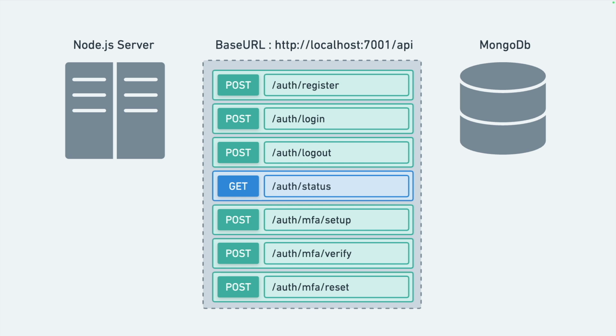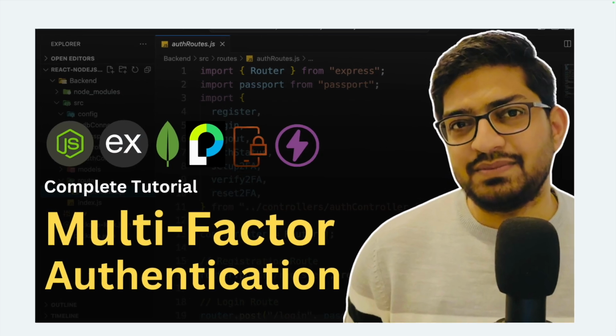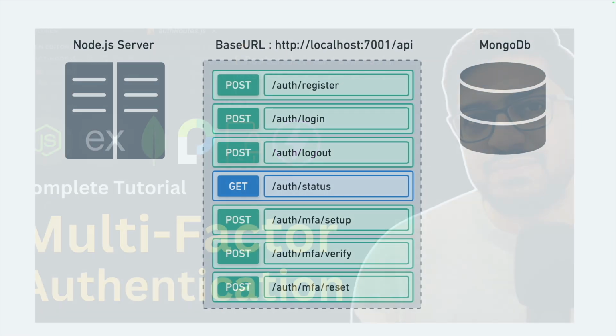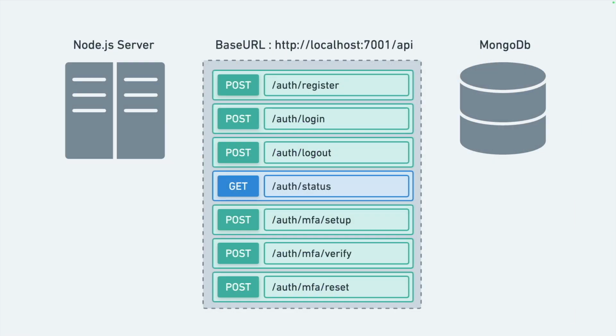We have the register API, login API, logout API, MFA setup, MFA verify, and MFA reset. If you have missed the backend project, then you can click on the card above and jump to it directly. So now let's go to our Visual Studio Code.